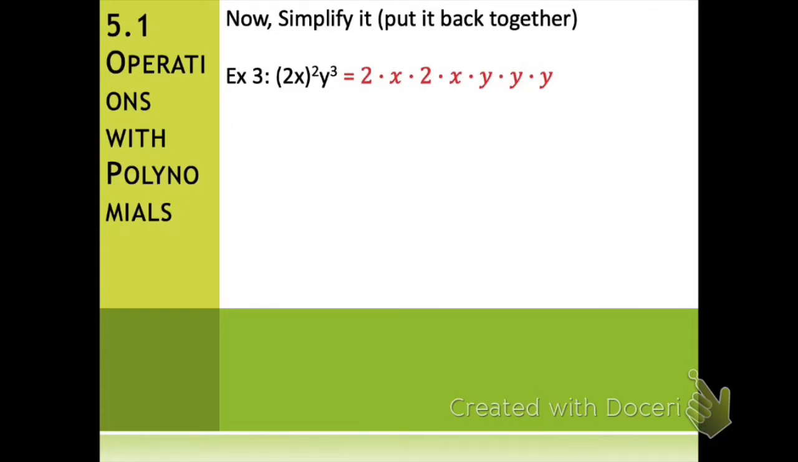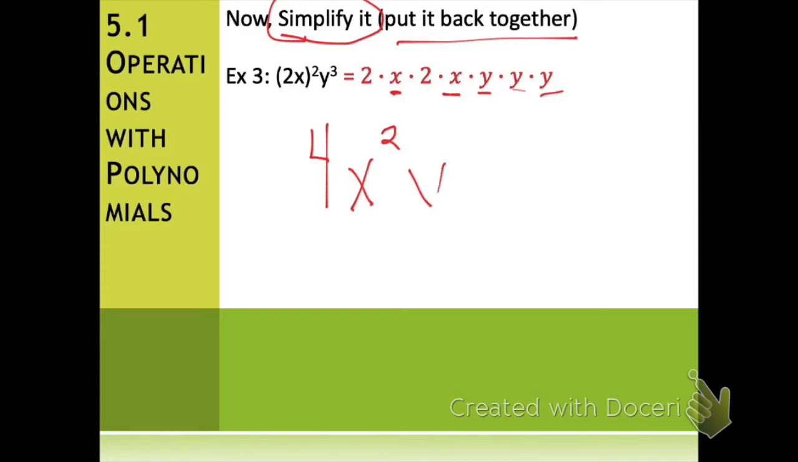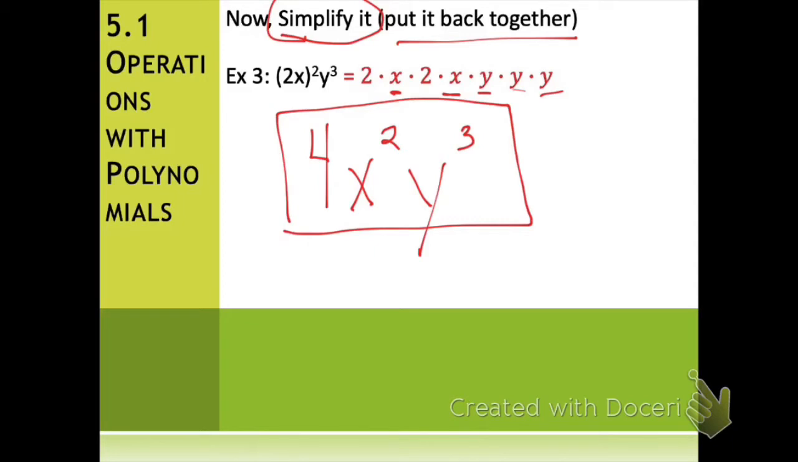So another example here. If I look back at this problem that I already expanded, now the instructions say simplify it, which means put it back together. So here's what I can do. I can multiply the things that are kind of alike. I can multiply these 2 numbers: 2 times 2 is 4. I can multiply these 2 x's together and write it as x squared because there are 2 of them. And since there are 3 y's, I can put them together as y cubed. So putting it back together, I get 4x squared y cubed.